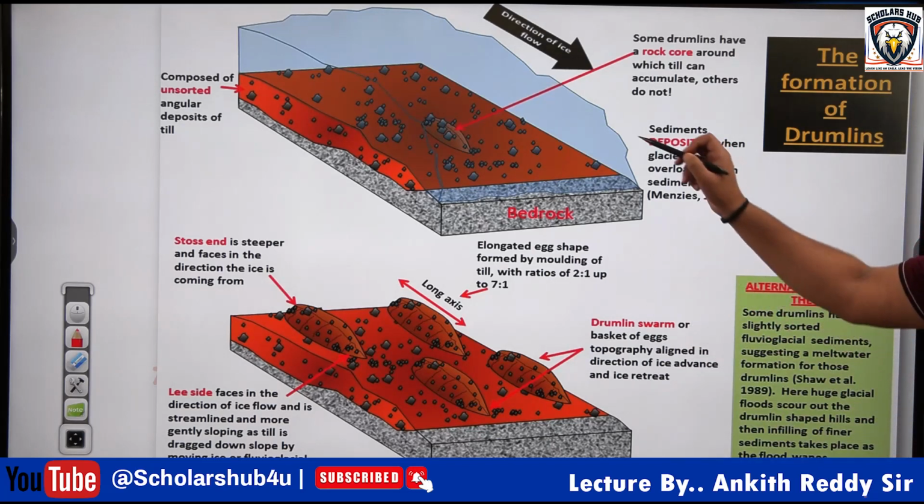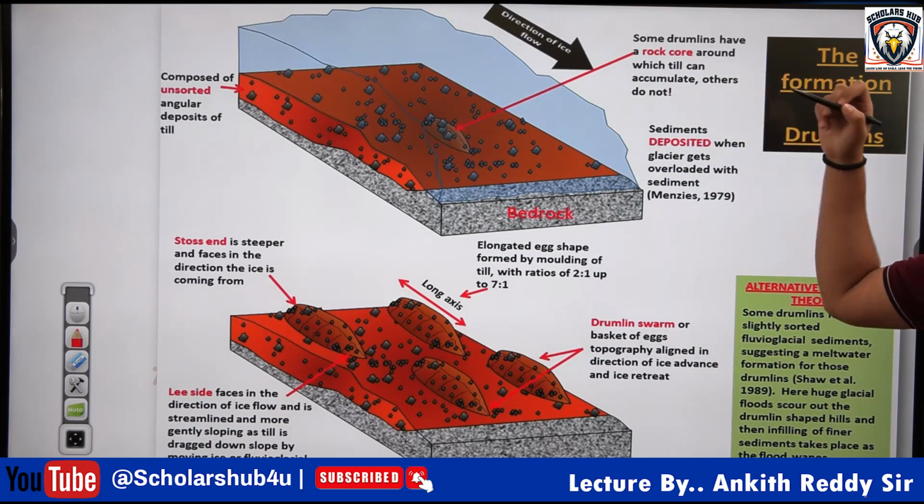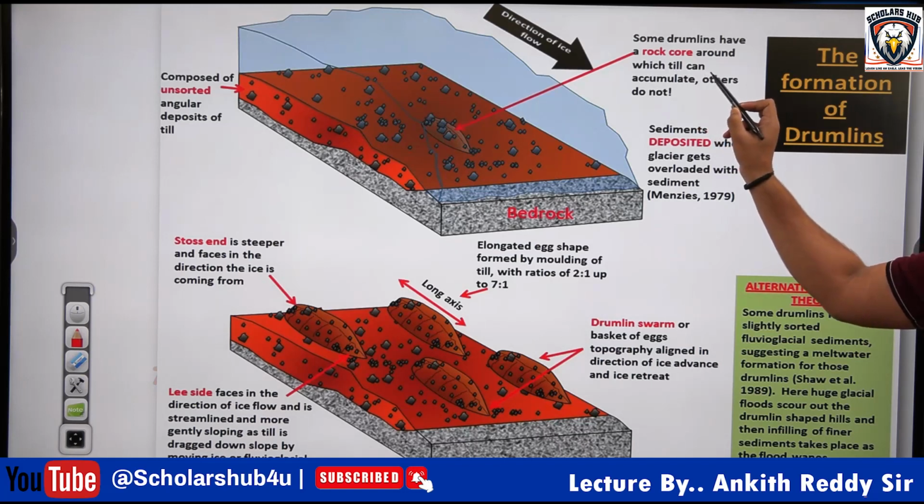Okay, so what happens here? Some drumlins have a rock core around which till accumulates.